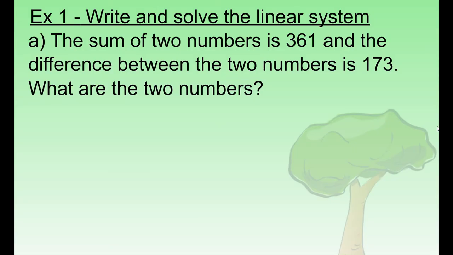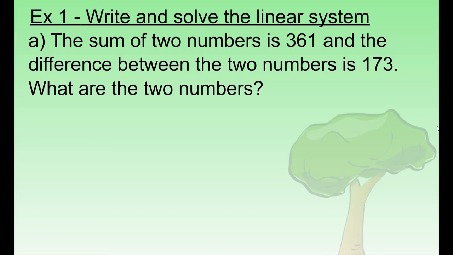So the first problem, and the directions, say write and solve the linear system. So we want to answer this question. It says the sum of two numbers is 361, and the difference between the two numbers is 173. What are the two numbers?